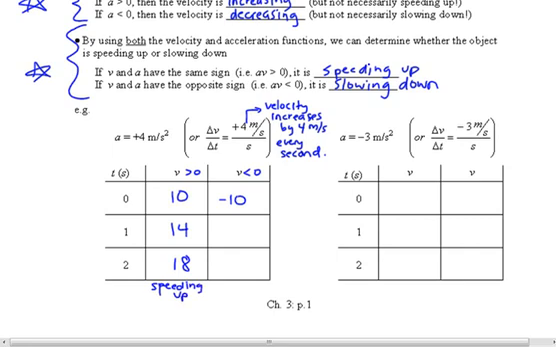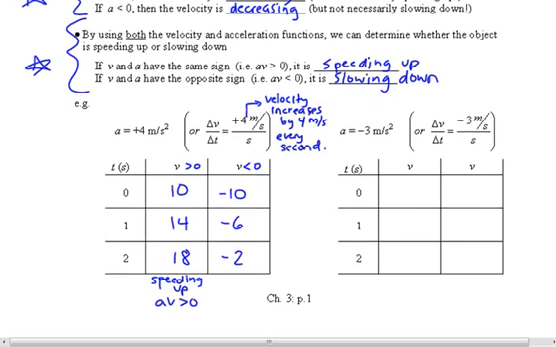So notice here, v was positive, and we had a positive acceleration, so a times v was greater than 0, and it was speeding up. Say I started off with a velocity of negative 10 meters per second. So my velocity is negative. Now if I'm increasing by 4, what's my new velocity? Negative 6, and then negative 2.